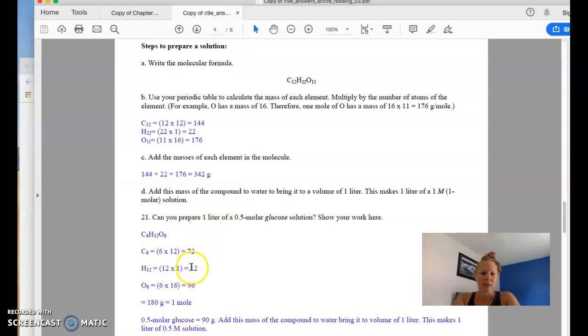So I did this next one out for you as well. If we wanted to do a 0.5 molar glucose solution. And so this should make a little bit of sense.